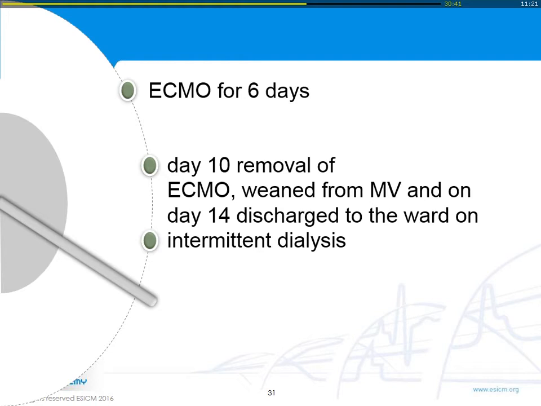Is anybody applying extracorporeal CO2 removal in these patients? Would you please raise your hands, those who do that? Nobody does. So, is that an experimental technique? Damn! This is just the final sentence. This is an experimental technique.